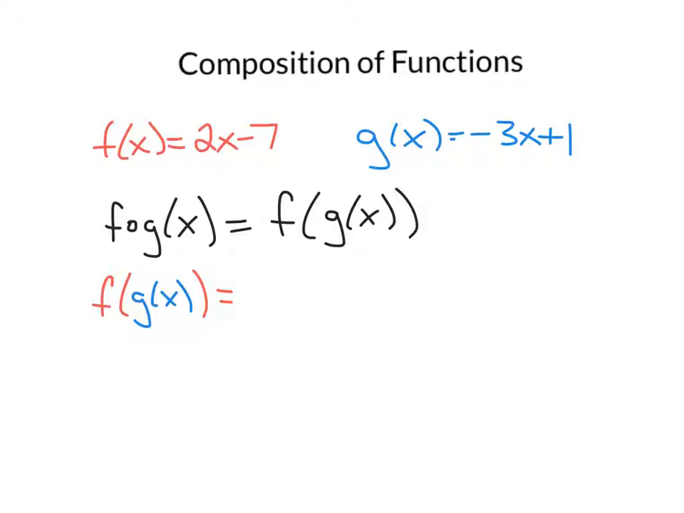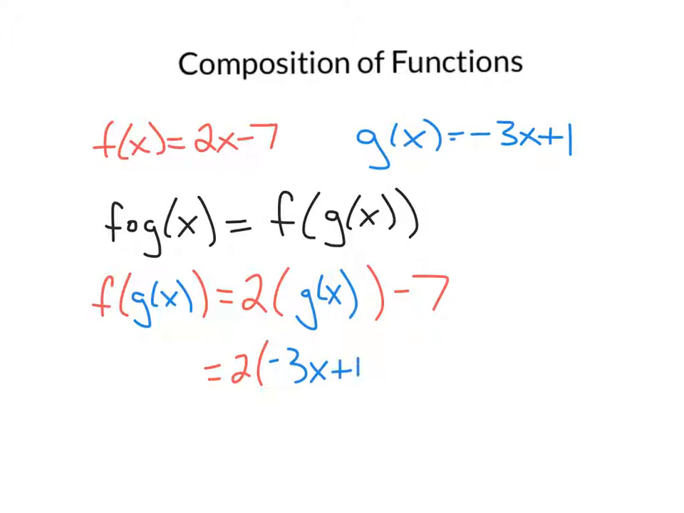So nothing is changing from our f function. You know, the rule of the f function still says we take 2 and multiply it by whatever our input is. In this case, it's going to be g of x. And then after that, we're going to subtract 7. So this is just a bunch of substitution. So now that you have it set up this way, you can just say, well, that g of x is really negative 3x plus 1. And now we're just going to distribute the 2.